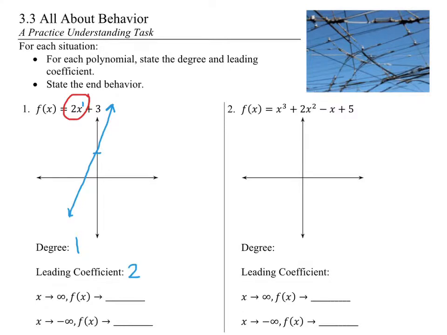This next part down here, this is what is called the end behavior. This is really what's going on at the ends of the graph. This top part right here, the arrow means approaches. So anytime you see an arrow, replace that with the word approaches.